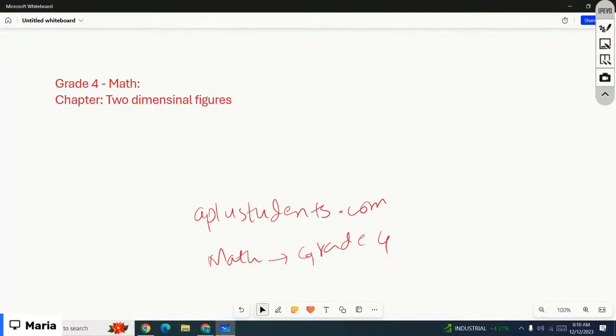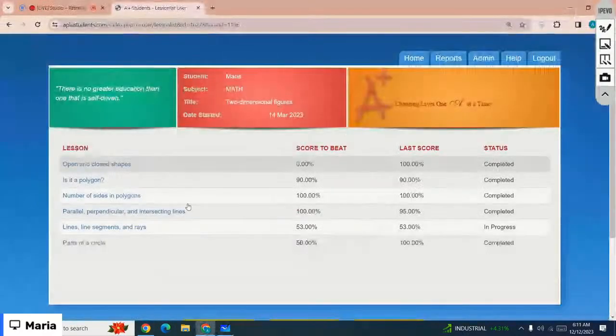We're going to start with the chapter 2 dimensional figures. Okay, here I'm on grade 4 maths. Let's just start with the lesson 2 dimensional figures. We're going to start with the first lesson, that is open and closed shapes, right?